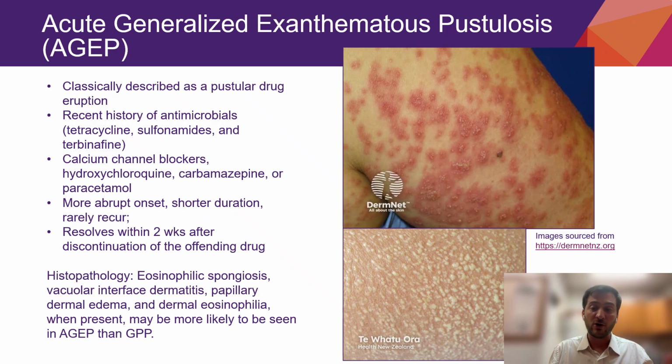The treatment, of course, relies on the discontinuation of the offending drug, and you can also use drugs to make a reduction of the inflammation, of the systemic inflammation. And usually, these drugs are very similar to the ones we use to treat GPP.